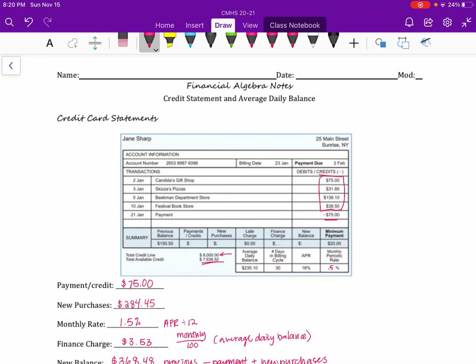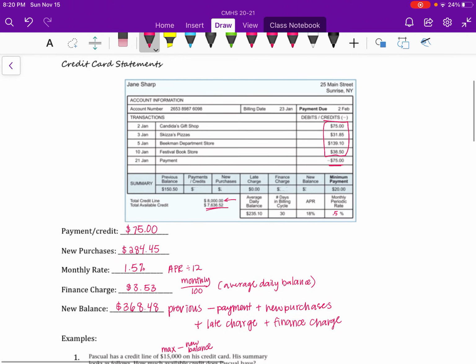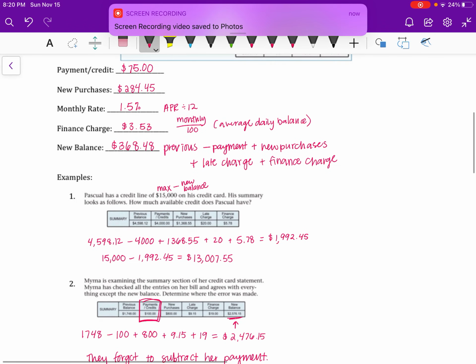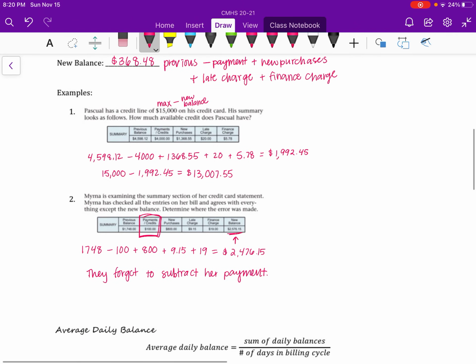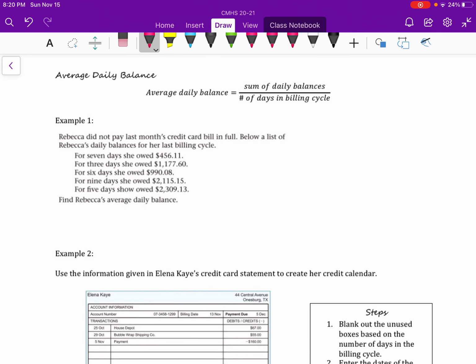All right, we are back with another set of notes. Last time here we talked about credit card statements. And today we're going to talk about something called average daily balance.